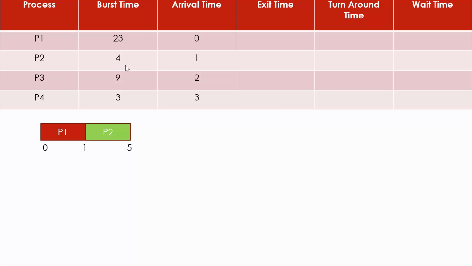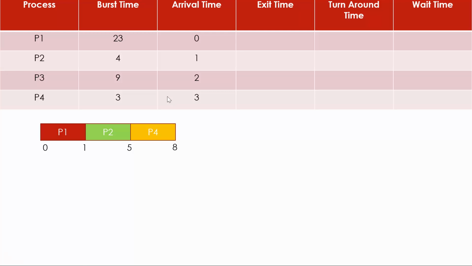So P2 is completely done. The computer says, okay, which one has the shortest remaining time? P1 has 22 seconds, because remember, it ran for 1 second right over here. P3 has 9 seconds, and P4 has 3 seconds. Well, what's the shortest? That would be P4. How long does it run? We don't need to look at any more arrival time because all the processes have arrived. P4 is going to run for a full 3 seconds to the 8-second mark. P4 and P2 are done.